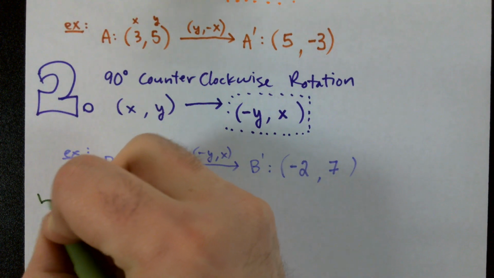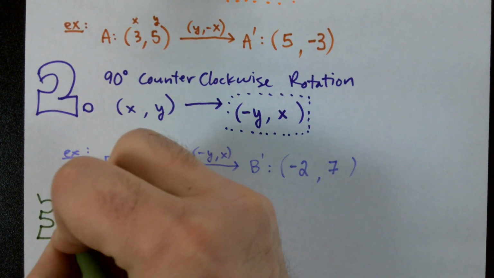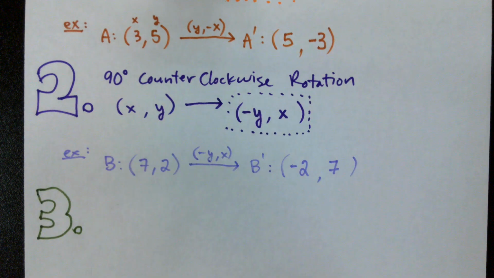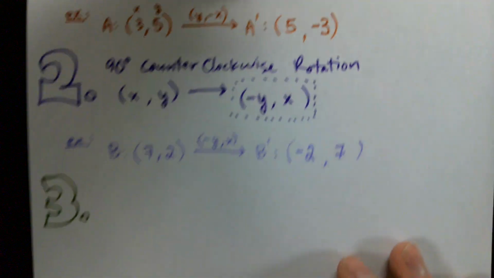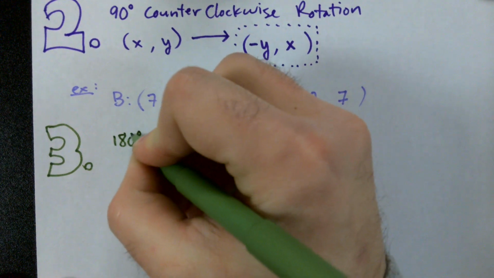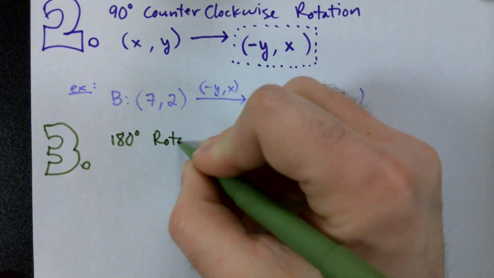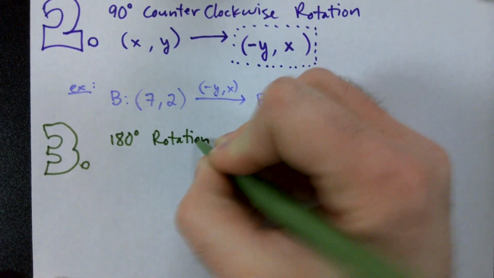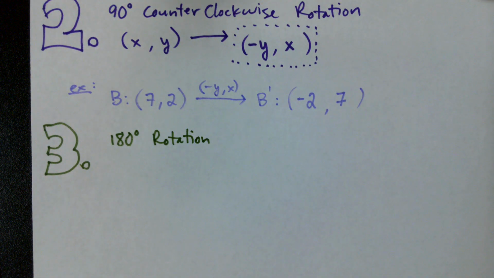Rule number 3 is a lot simpler than the previous 2, luckily for us, because rule number 3 is for a 180 degree rotation. For a 180 degree rotation, does it matter if we go left or right? No, it definitely does not. 2 turns to the left and 2 turns to the right end you up in the exact same spot.